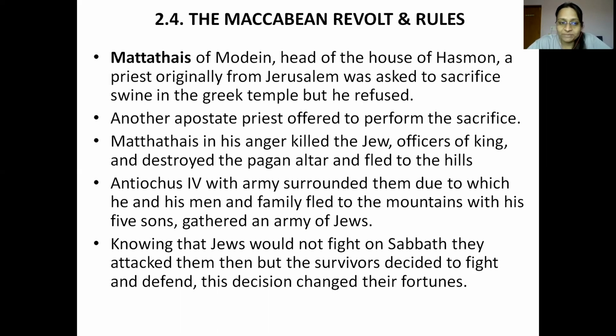Antiochus IV with his army surrounded Mattathias and his family in the mountains, where they had fled. So he and his men and family actually had to flee to the mountains. He had five sons, and we see that the whole army of Antiochus gathered around the Jews at that time.